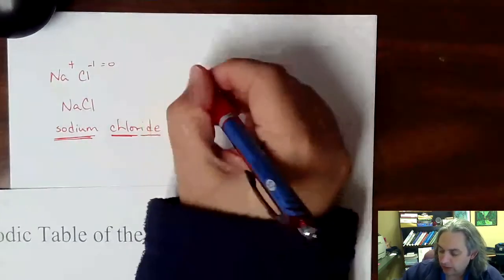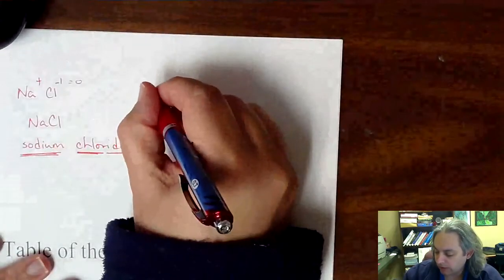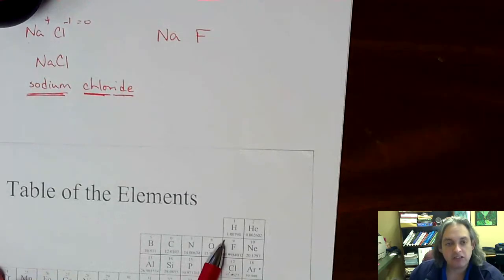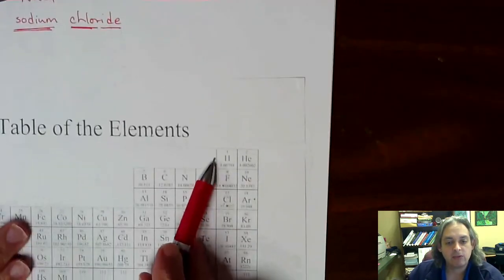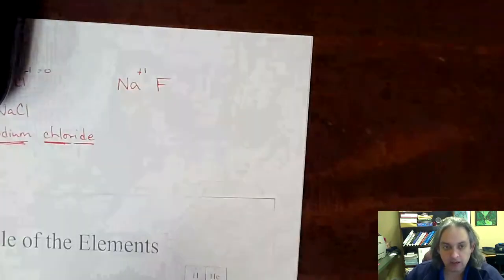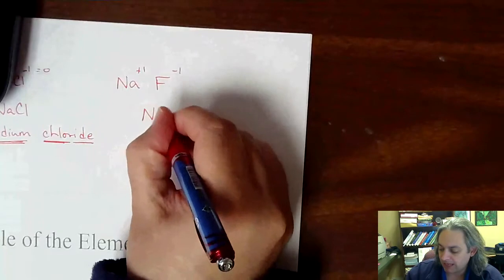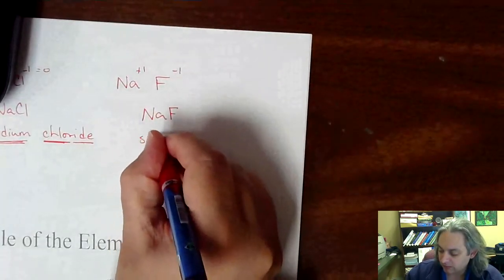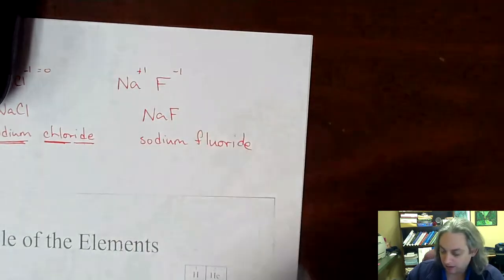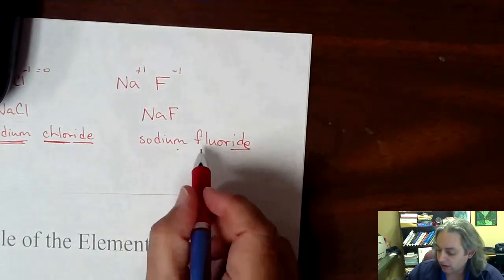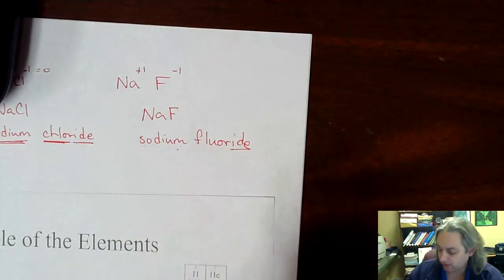If we wanted to bond sodium with fluorine, so fluorine is right here, it's also a halogen, so it will form a -1 charge. And so sodium is a +1, fluorine is a -1, and so its formula would be NaF. And its name would be sodium fluoride. Again, we end it in -ide. We give the name of the metal and the root name of the nonmetal.